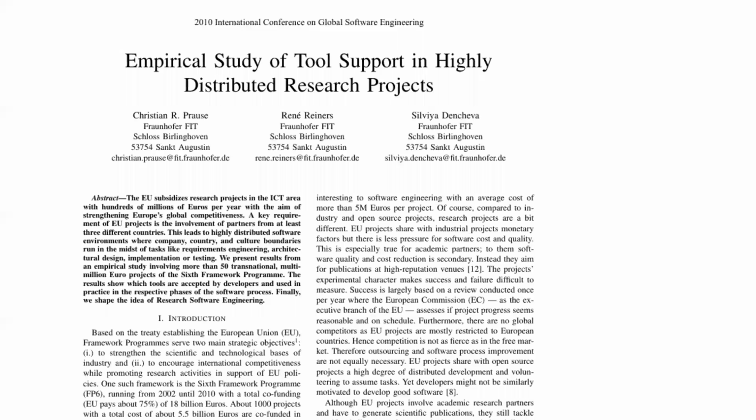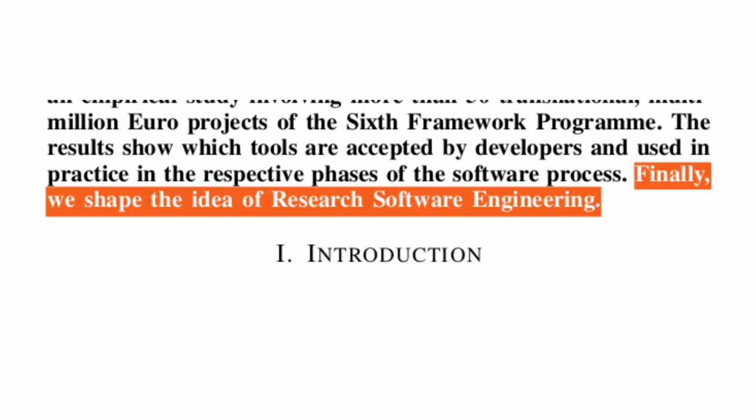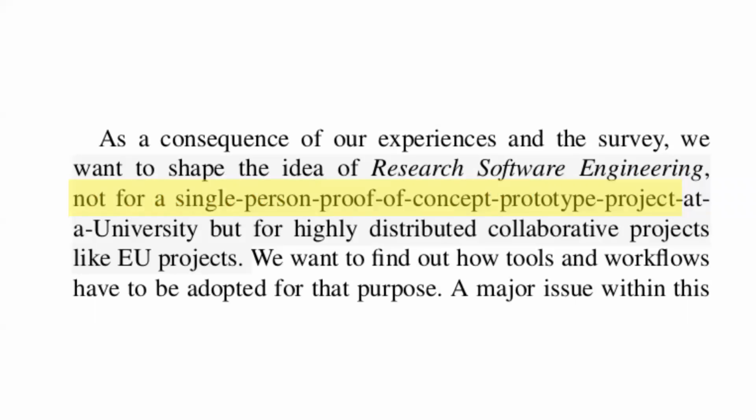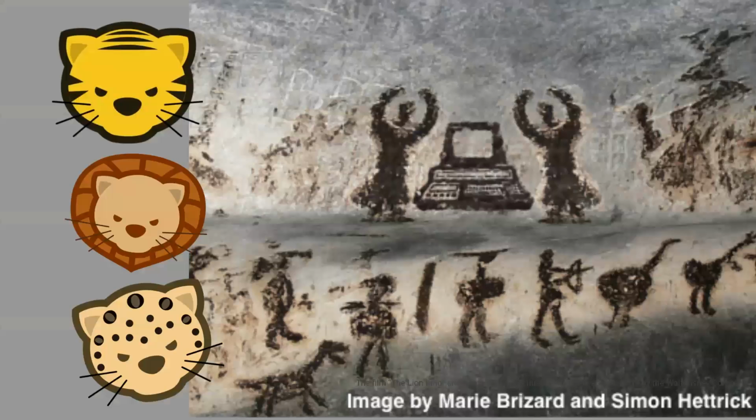at the International Conference on Global Software Engineering. They did this empirical study of tool support in highly distributed research projects. And they said, we think there's this thing called research software engineering. And no, it's not a single proof of concept or a prototype. It is this thing for highly distributed collaborative projects. Arguably, this was the first utterance of the term research software engineering that I could find acknowledged in a publication. And this was really the dawn of a new era, because although computing had been used in research for decades, as we know, this was the first time that it was really acknowledged.